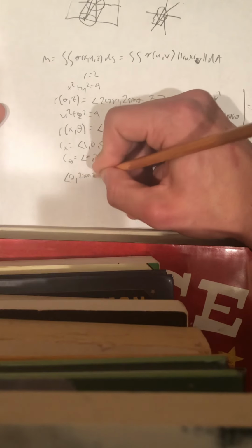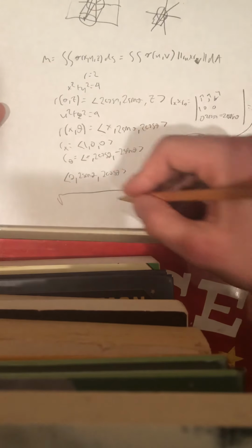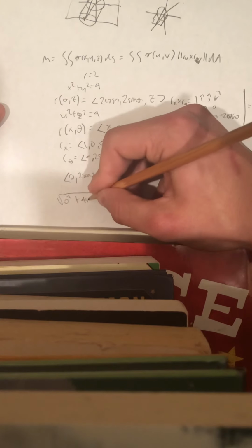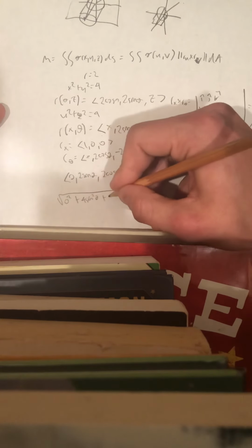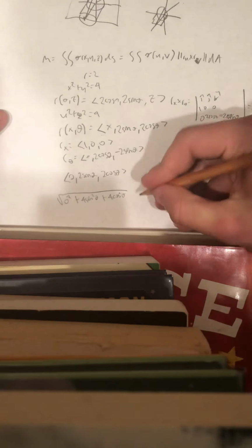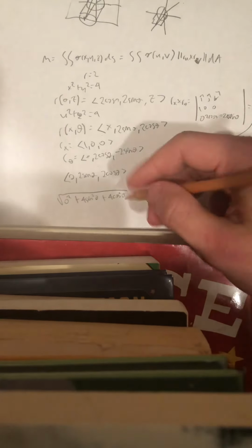This is going to be minus plus, plus 2 sine theta and 2 cosine theta. So we need the magnitude of this, which is just the square root of all the components squared. 0 squared plus 4 sine squared theta plus 4 cosine squared theta. All right, well, this is easy. 0 is 0. And for this, we can remember our trig identities.